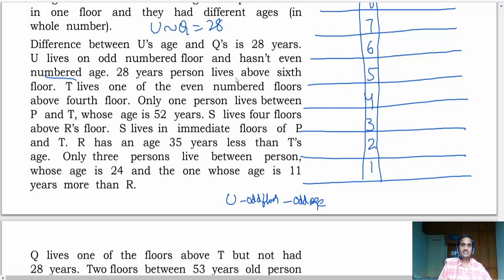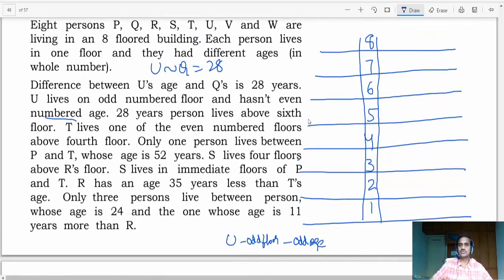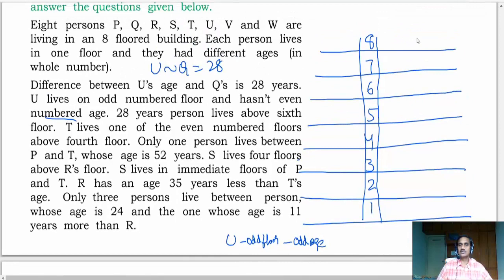And the 28 years person lives above the 6th floor. 28 lives above the 6th floor. Above the 6th floor, how many possibilities come? 2 possible. Now the person who is 28 years of age can be here or can be here. There are 2 different possibilities. 28 lives above the 6th floor, so 7th and 8th.